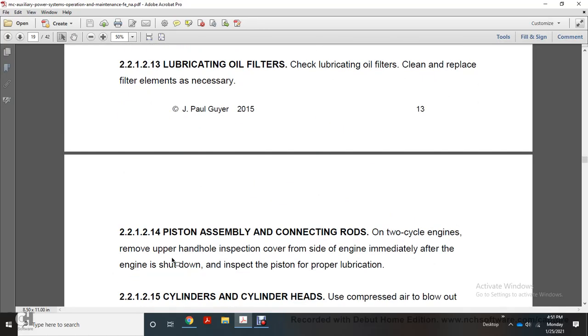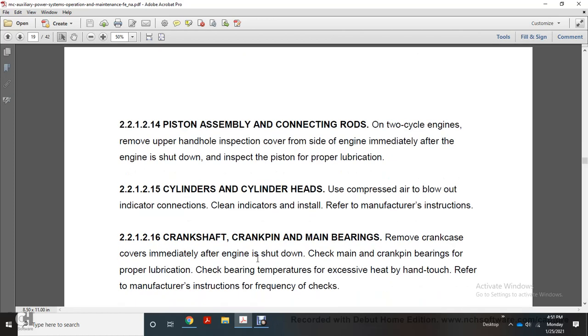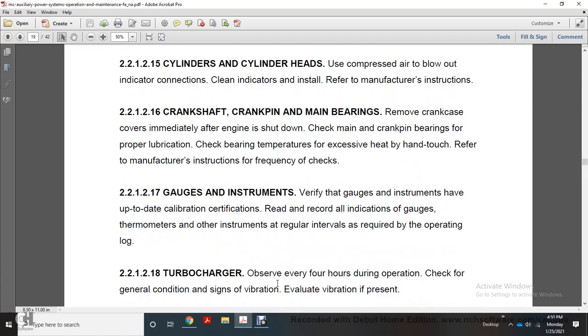Piston assembly, connecting rods: on 2-cycle engines, remove the upper hand hole inspection cover from the side of the engine immediately after the engine is shut down. Inspect the piston for proper lubrication. Cylinder and cylinder heads: use compressed air to blow out the indicator connection, clean the indicators installed, and refer to manufacturer instruction. Crankshaft, crankpin, main bearings: remove the crankcase cover immediately after the engine is shut down. Check the main and crankpin bearings for proper lubrication. Check the bearing temperature for excessive heat by hand touch. Refer to the manufacturer instruction for frequency of the check.